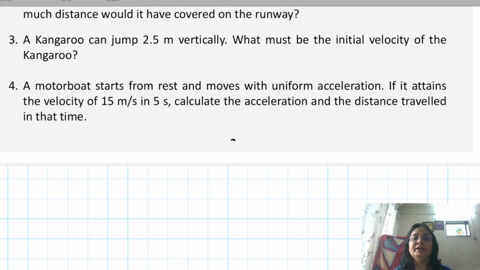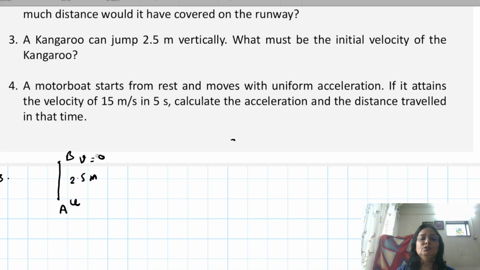A kangaroo can jump 2.5 meter vertically. What must be the initial velocity of the kangaroo? Here the kangaroo is here at point A. It moves to point B, covering a distance of 2.5 meter. Now let the initial velocity be u. But what is final velocity? 0, because when it reaches the top, it falls down after that, because it doesn't go further up.